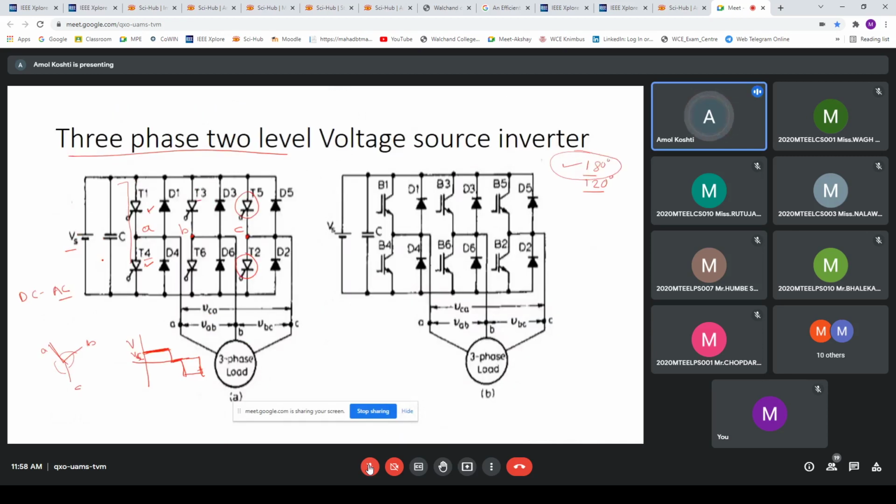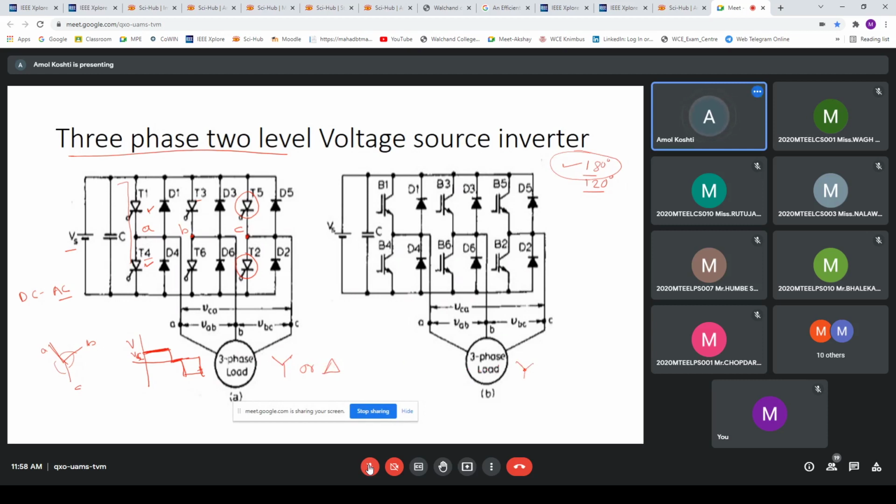Okay, so at the load end, load can be anything. Now, as far as our three-phase system is concerned, the load can be connected in star, or it can be connected in delta. We have assumed here that the load is connected in star type, where we get one neutral point.